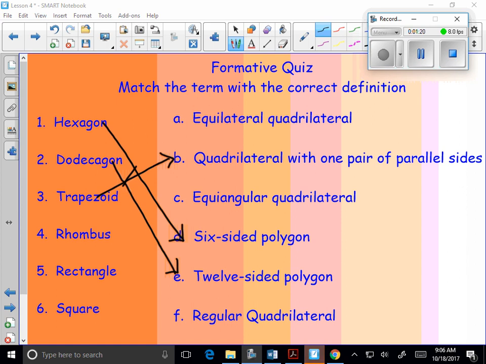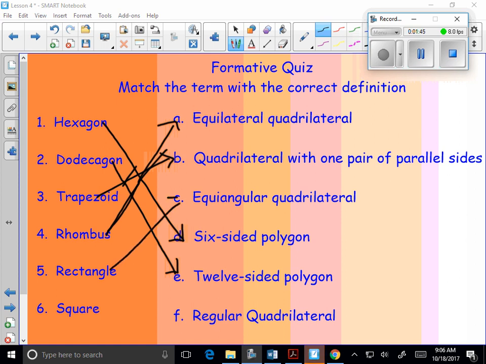Rhombus. Rhombus has equal what? Sides. Right? So it's equilateral. You're okay. Just keep that track. Go up to A. Yes. Equilateral, quadrilateral. Got them flip-flopped. That's okay.